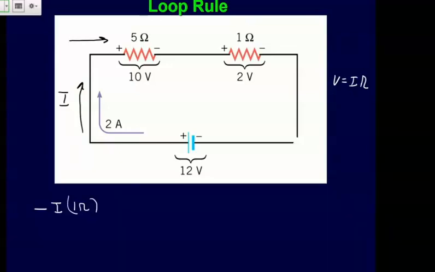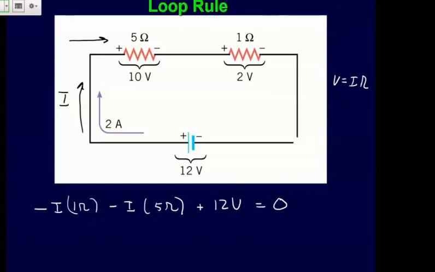Okay, so now I keep going around in my loop, and I come to this one, and my first sign I come to is a negative sign again. So it's negative I times R. Again, the current is I, and this is 5 ohms. And so down over here, I write negative I times 5 ohms. Then I come down, and the first sign I come to in the battery is positive 12 volts. I keep going, I get to my starting point, and when I get there, I put equals 0.